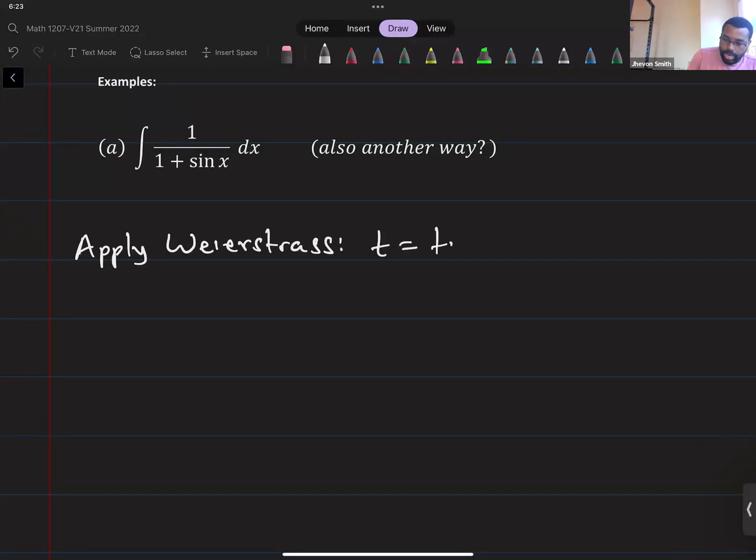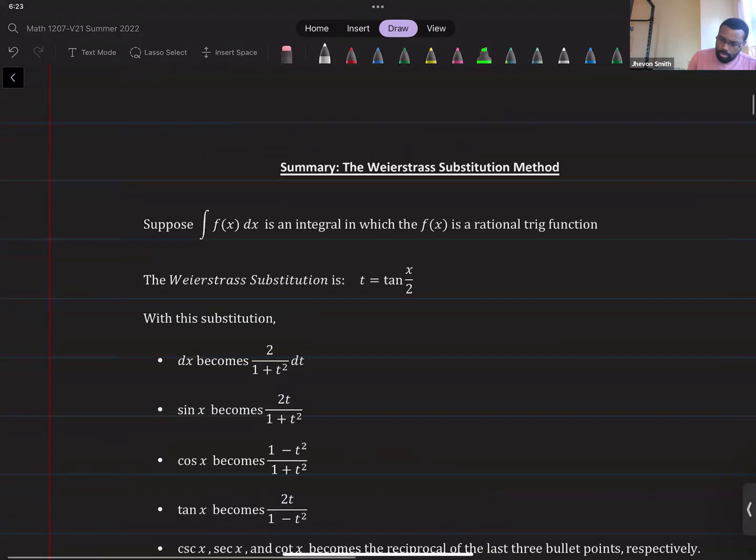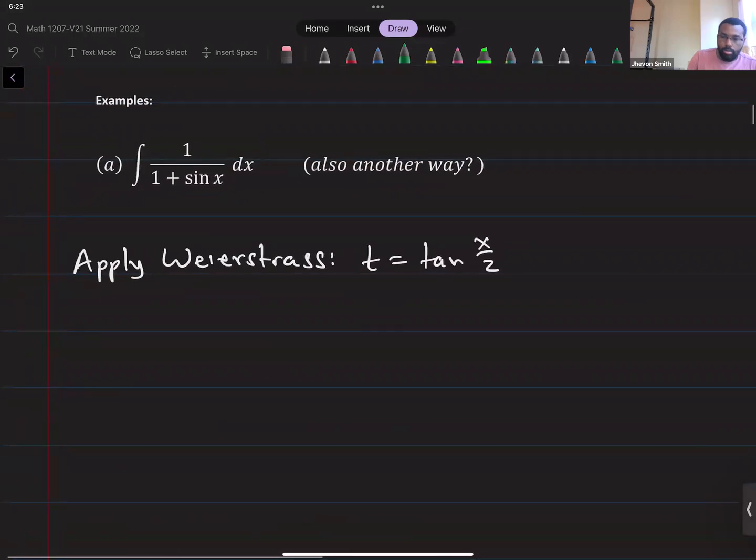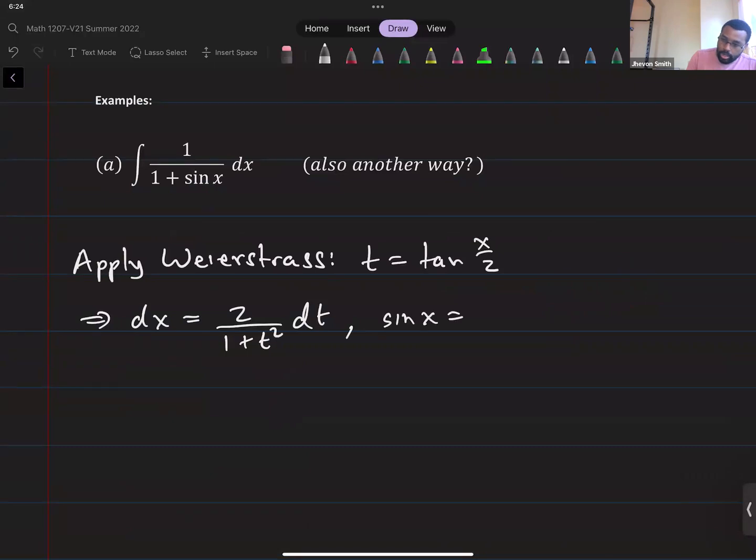So this means your t equals tangent x over 2. By the way, that's going to help us in our back substitution. Okay, so I apply this. Now what's going to happen? We know that our dx is going to become 2 over 1 plus t squared dt. And we also know that our sine of x is going to become 2t over 1 plus t squared. I know that these two things would be true once I do this, and so I can actually plug this in.